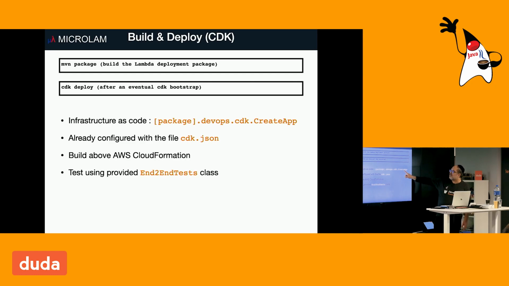And you can define, we will see the code after, in this class that is provided in the test package, you will have the possibility to modify completely your infrastructure here. It's configured in this file, it's built on top of CloudFormation, and also Microlam is providing an end-to-end test you can use and modify for your needs that will test directly that your service is deployed correctly.